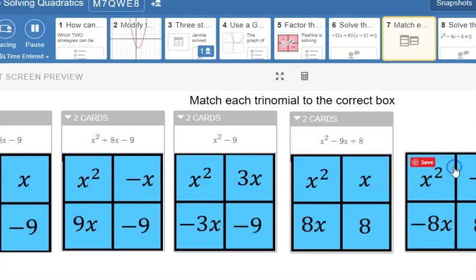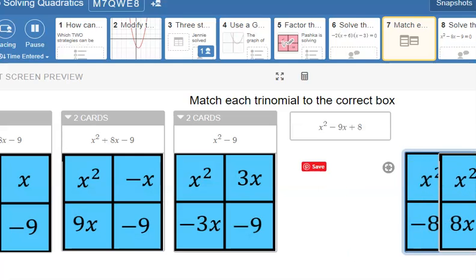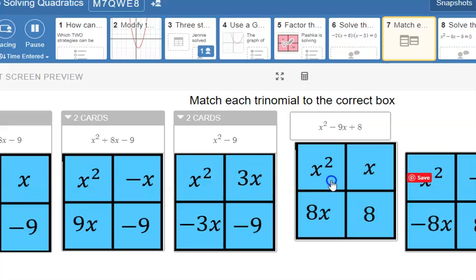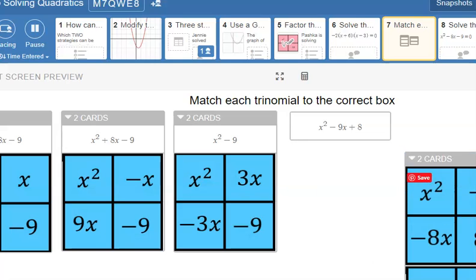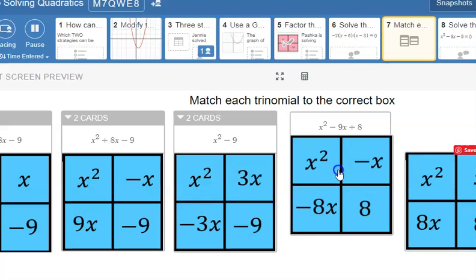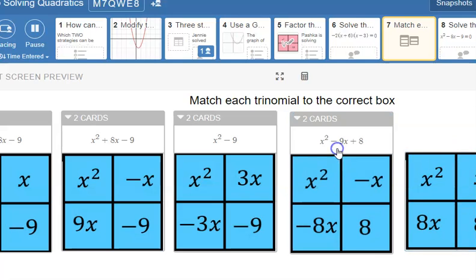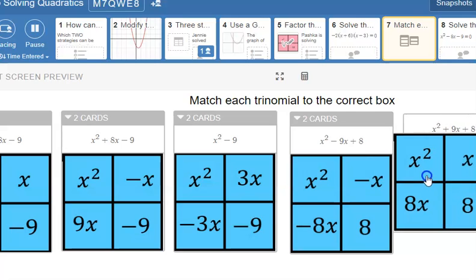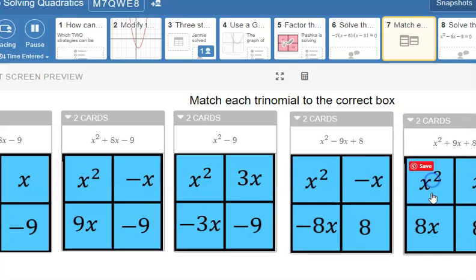Alright, the last one, let's see. This one doesn't go with that one. I think this one, nope. Yeah, this one goes with this one. Okay, and then finally, these two go together. Alright, so do the best you can. I'm not going to count this wrong because I know that's impossible, really, to get all those on one screen.